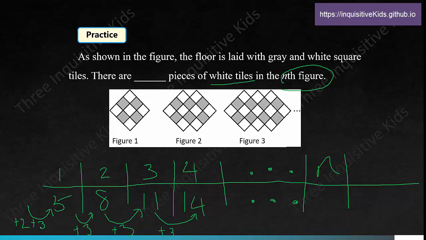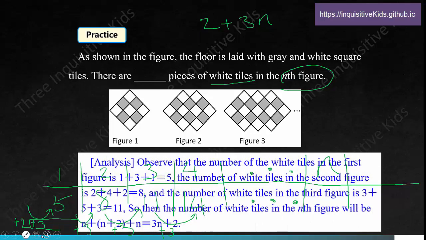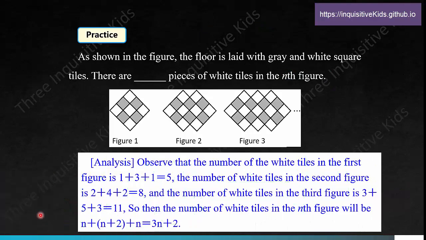And there are going to be n times of adding 3's, including this one right here. So that will be 2 plus 3n. The answer is 2 plus 3n. It's going to be 2 plus 3n pieces of white tiles in the nth figure. Let me erase these. It's 2 plus 3n, or 3n plus 2.